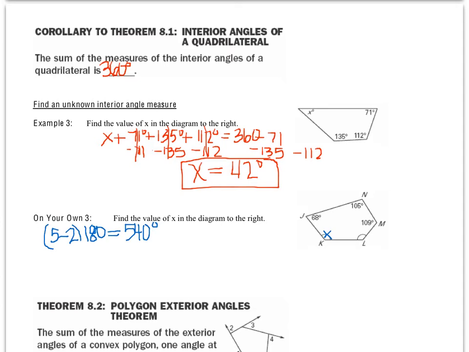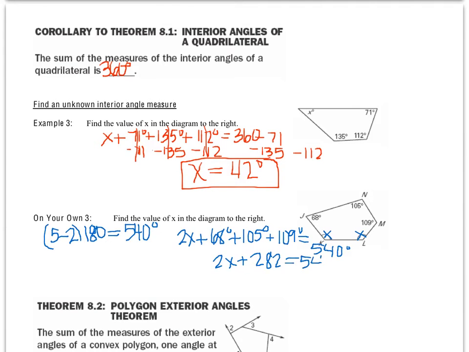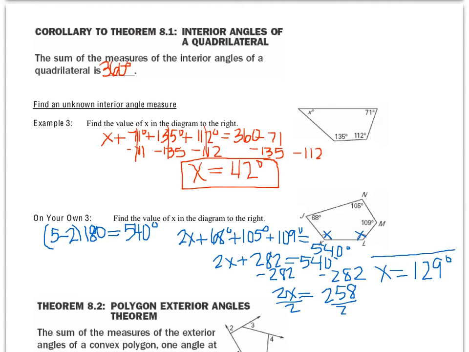So if this is an x and this is an x, I really have 2 x's there. So I can say 2x plus 68 degrees plus 105 degrees plus 109 degrees. That has to equal my total, which we figured out is 540 degrees. Simplifying that a little bit, we'd get 2x plus 282 equals 540 degrees. Subtract 282 from both sides. So we have 2x equals 258. Divide both sides by 2, and we find that x equals 129, and that's an angle measurement, so it's in degrees.